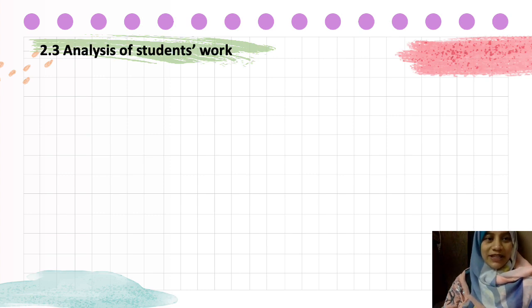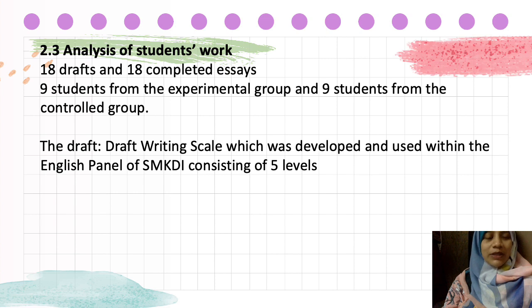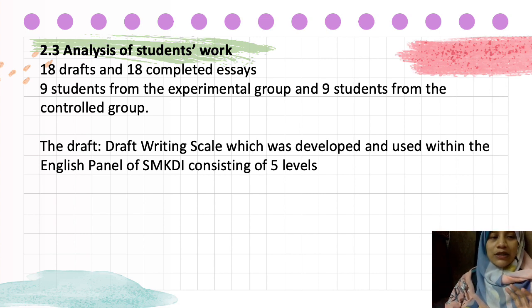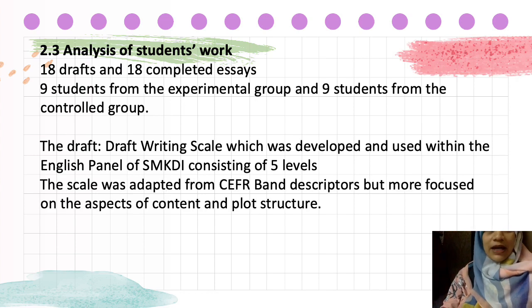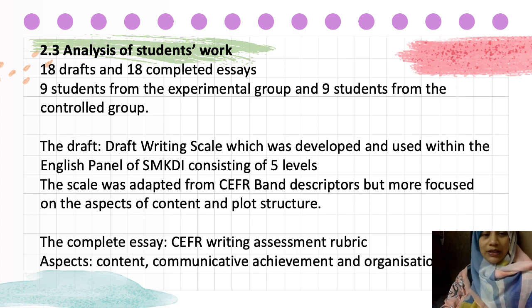In investigating the effectiveness of this application, we analysed the students' work, and the total number of writings that we analysed were 18 drafts and 18 completed essays, which were submitted by 9 students from the experimental group and 9 students from the control group. So how do we analyse? We developed one scale based on the CEFR descriptor, which we use to analyse the quality of the students' drafts. And for the final essay, we use the CEFR band descriptors, which assess the quality based on bands, from band 1 until band 5.